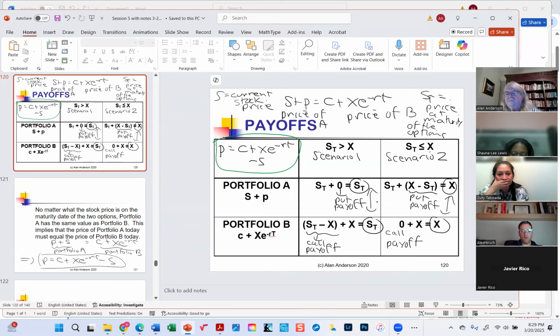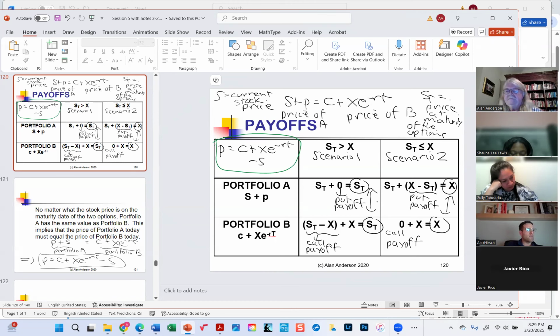And for portfolio B, essentially instead of being stock plus a put, it's a call plus a treasury bill. Right, but the underlying asset is the stock. That's right, in portfolio A, both the call and the put are based on stock S.